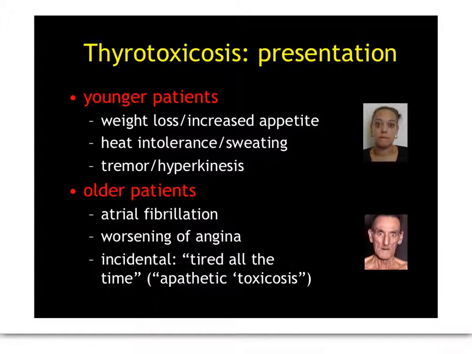What about these age differences? Well, younger people tend to experience weight loss, heat intolerance, sweating, and shaking, whereas in older patients, it can be other types of presentations, particularly those affecting the heart with angina or onset of atrial fibrillation. And sometimes older people, rather than feeling as if everything's going too fast, can feel completely worn out. They can feel tired all the time, and it gets this term apathetic thyrotoxicosis.